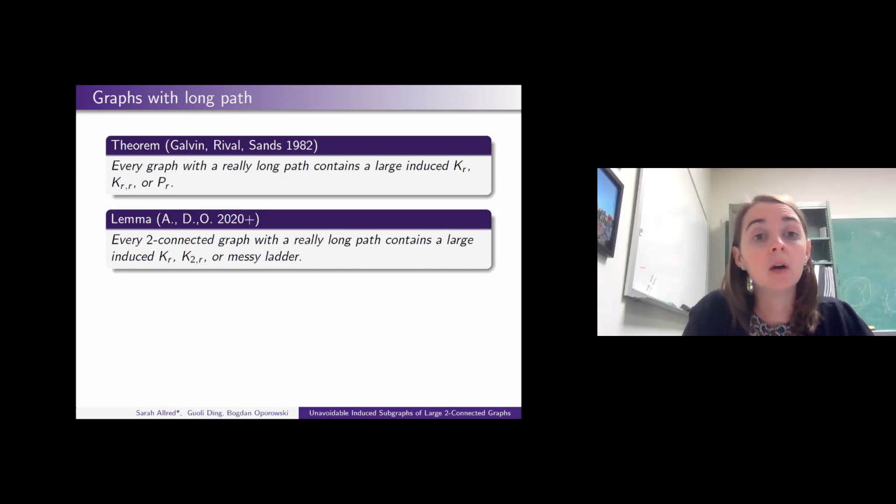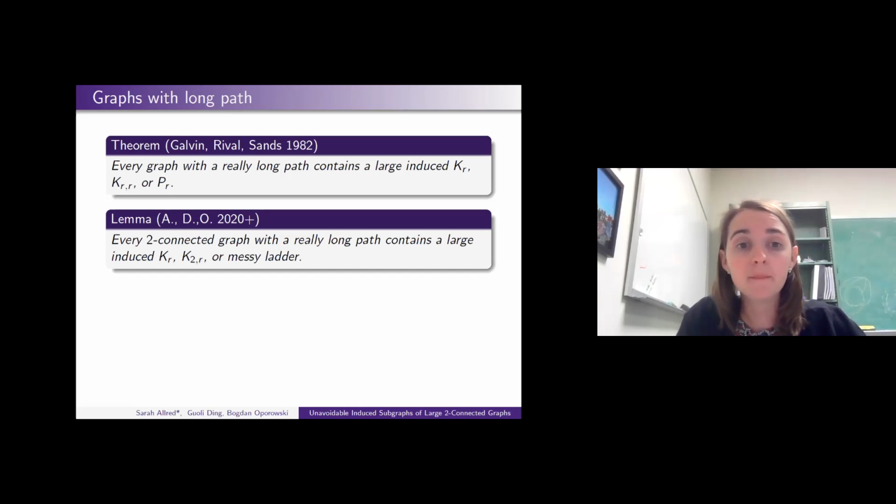Now, if you think about the KRR from Galvin, Rival, and Sands, we can take one of the bipartitions of size R, delete all but 2 vertices, which is an allowed operation since we're talking about induced subgraphs, and get K2R. K2R is a member of our family script K2R, where no edges are subdivided. So the biggest difference here is that when you have a 2-connected graph, the long induced path becomes a structure that we're calling a messy ladder.